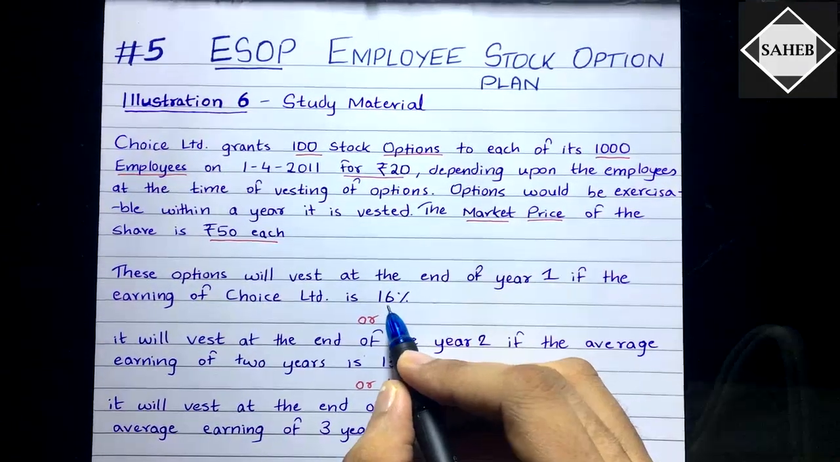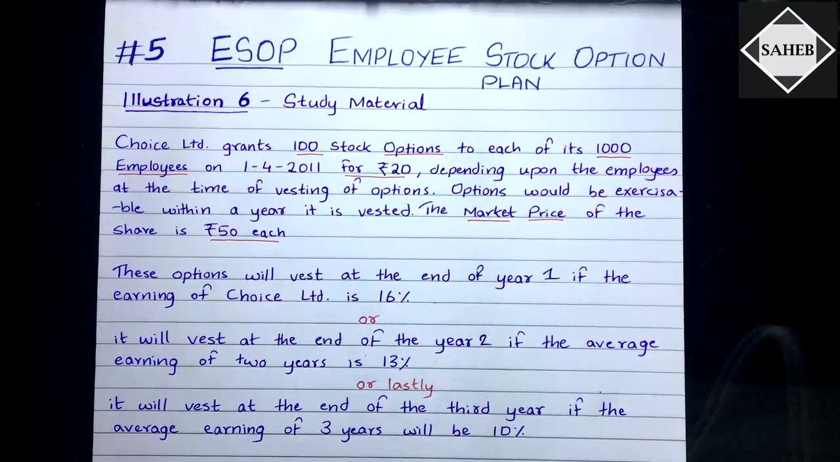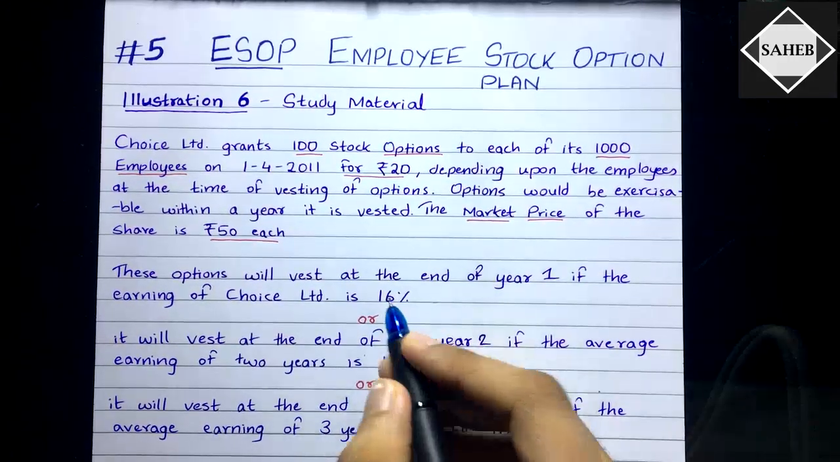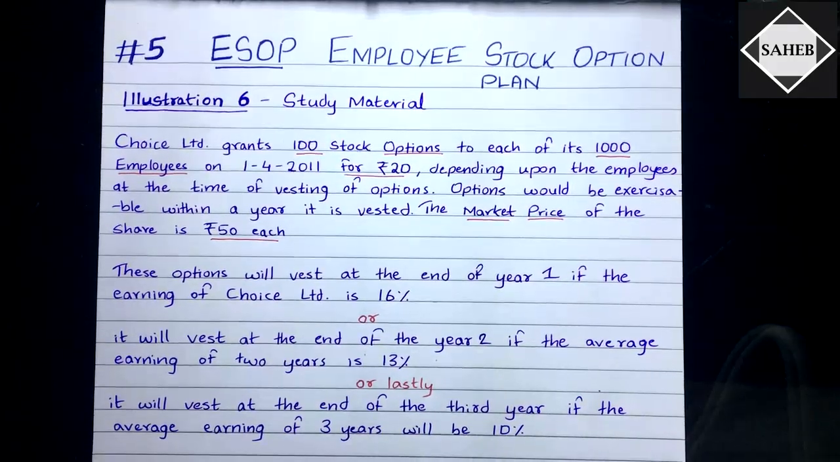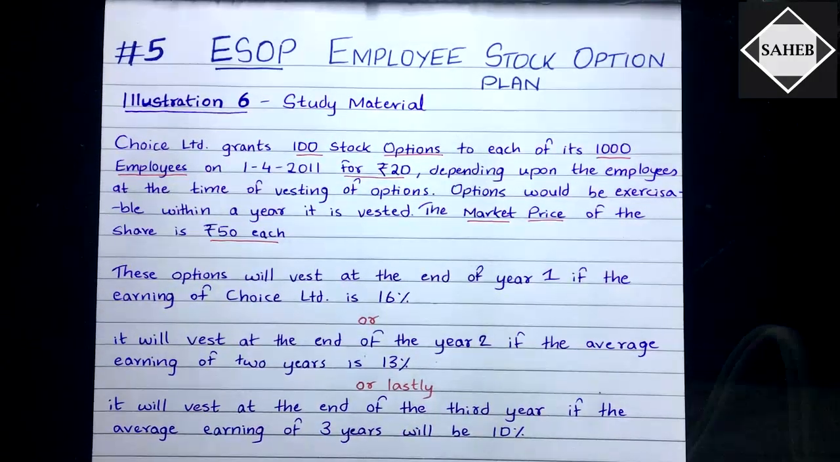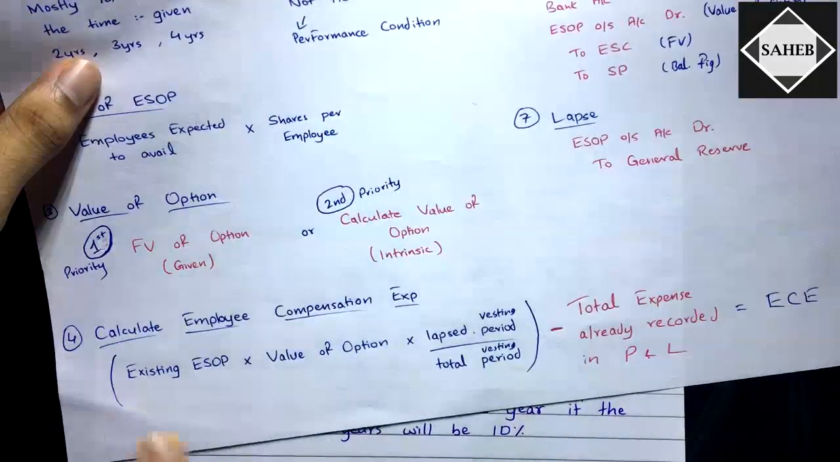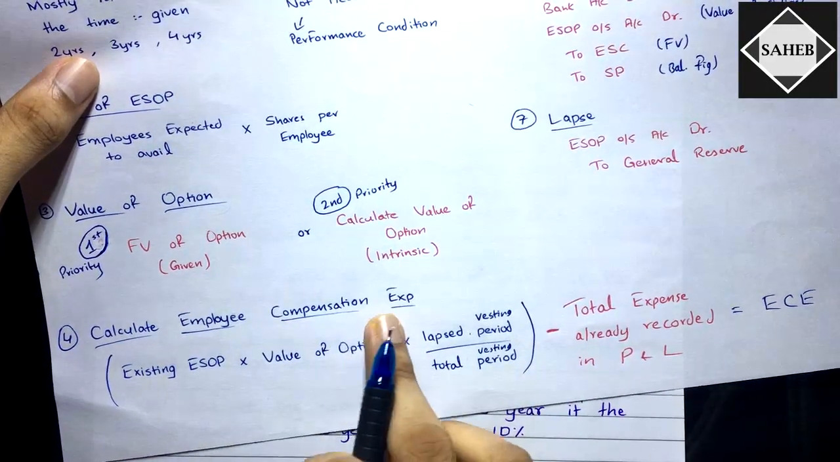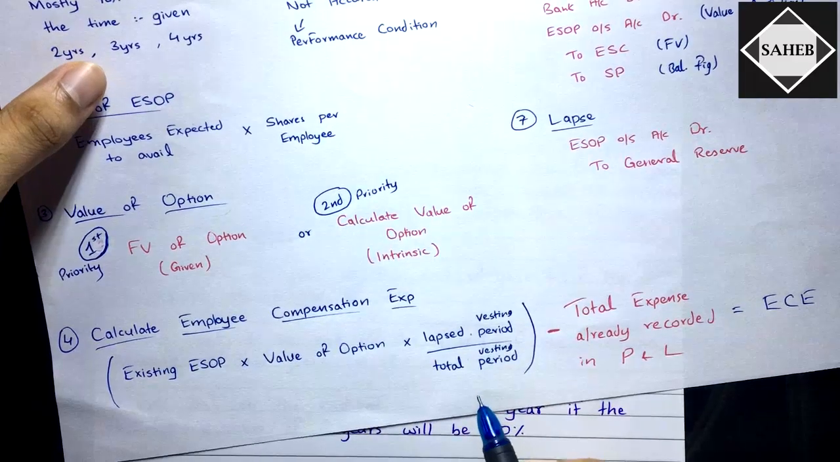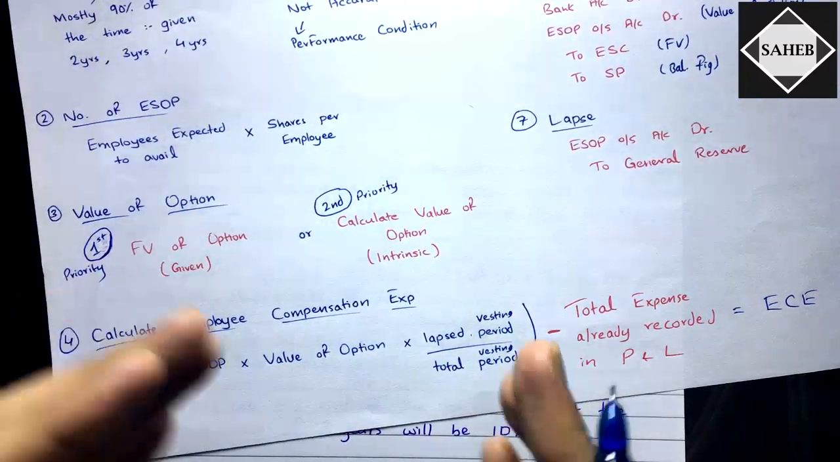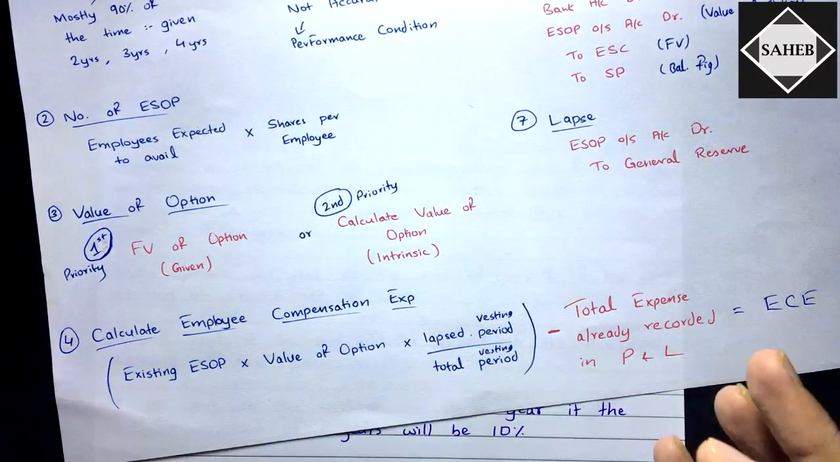If the earning is 16%, then directly we can pass the exercise entry. If the target is not achieved, then we have to wait till the next year. So in the first year we have to recognize the expense, isn't it? Employee compensation expense, and we have to transfer it to profit and loss. So how much to do, we have to calculate that. So what we have to do, if the vesting period is more than 1 year, of course we have to allocate properly, right?